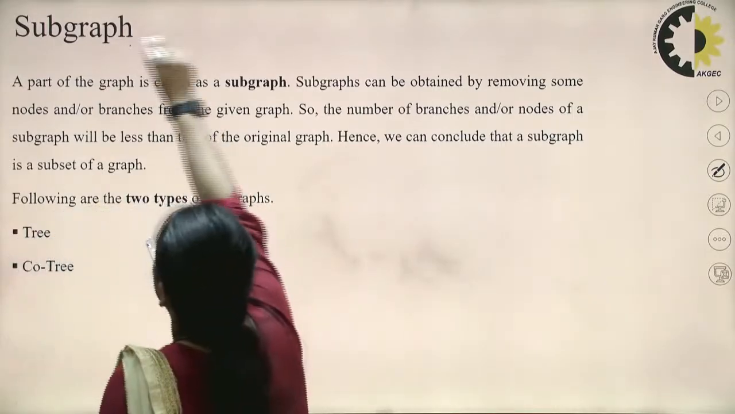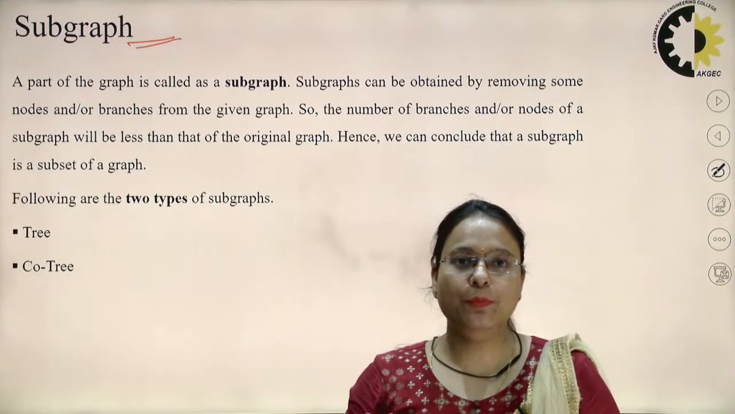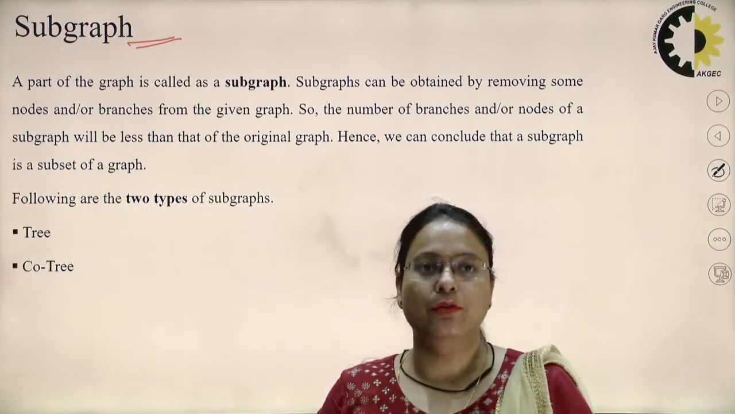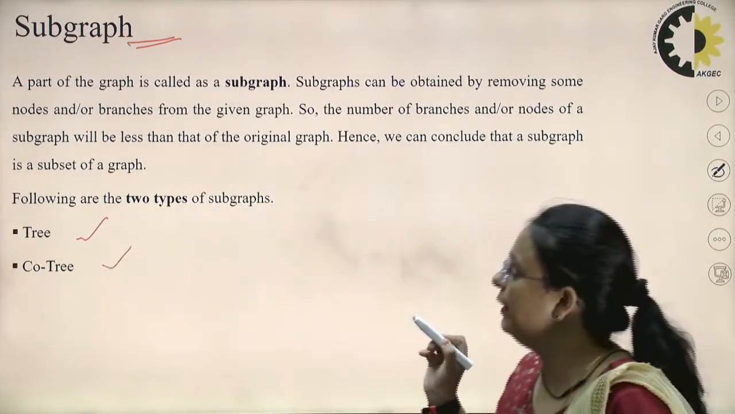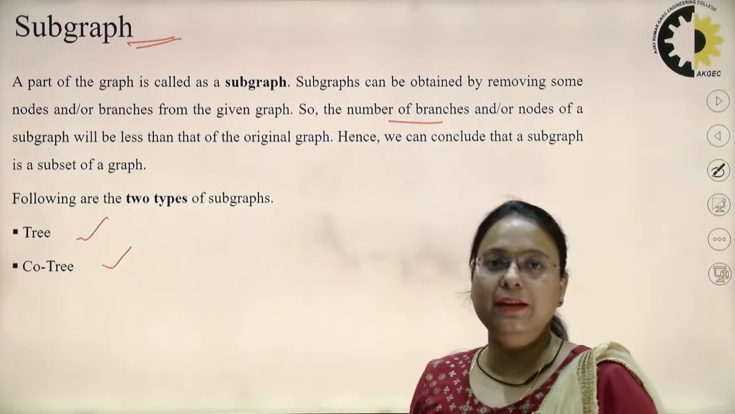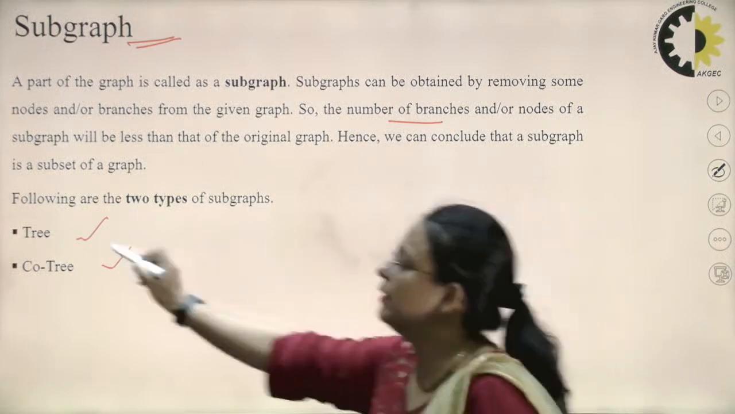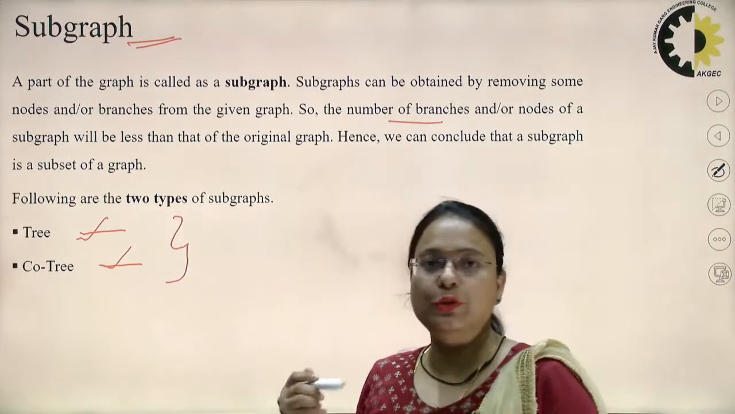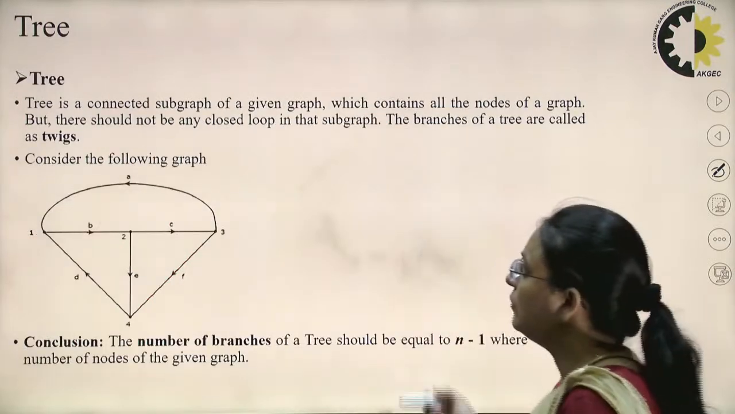Now what is a subgraph? Actually, a part of the graph is called a subgraph. Basically, a subgraph is obtained if you remove any branch or node from a given graph. It is basically of 2 types, tree and co-tree, right? So the number of branches and nodes in a subgraph will be less than the original graph. Let's discuss tree and co-tree one by one. These are the main topics, which will help us to design the cutset matrix and the tie-set matrix. So, what is a tree?